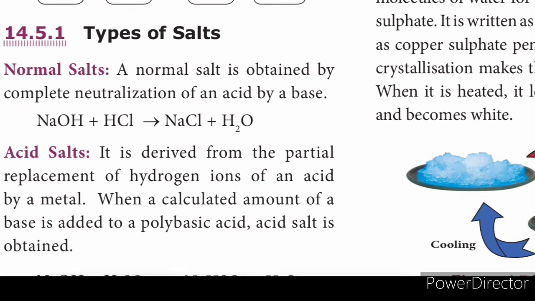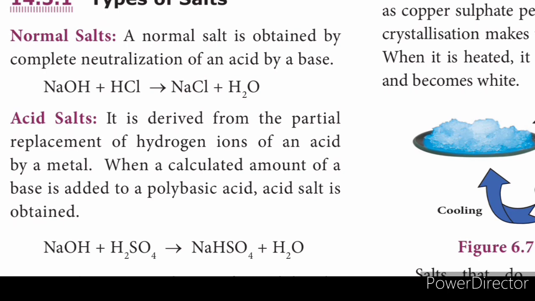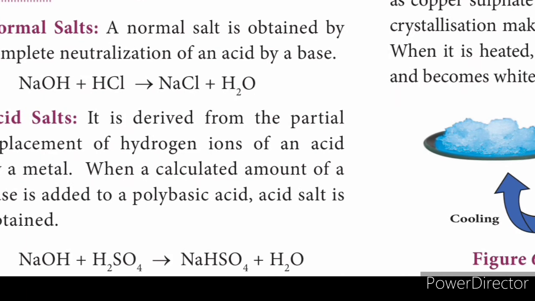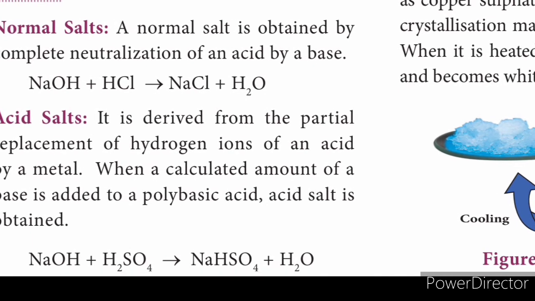So what are the types of salts? As with acids and bases, where we saw the classifications, like that we are going to see the types of salts here. First is normal salt. A normal salt is obtained by complete neutralization of an acid by a base. Whenever acid and base react with each other, the base will replace the hydrogen atom from the acid.